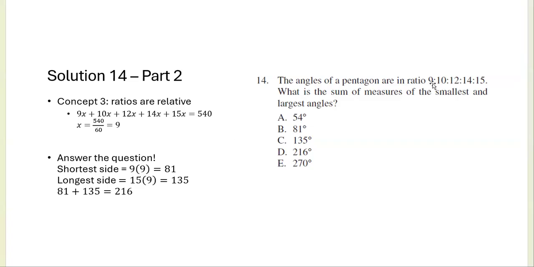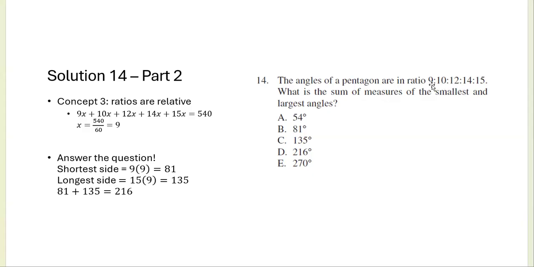I don't want to use the word ratio again, because this is not how you define something. So for every 9 of the first atom, you have 10 of the second atom. For every 9 of the first atom, you have 12 of the third atom. Okay, and for every 10 of the second atom, you have 12 of the third atom, so on and so forth.